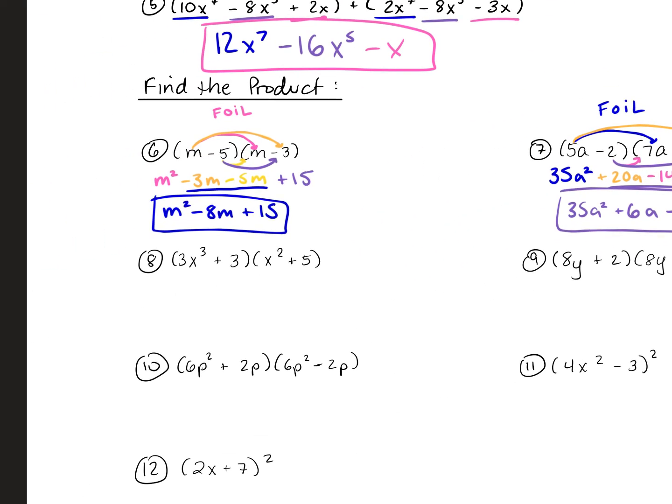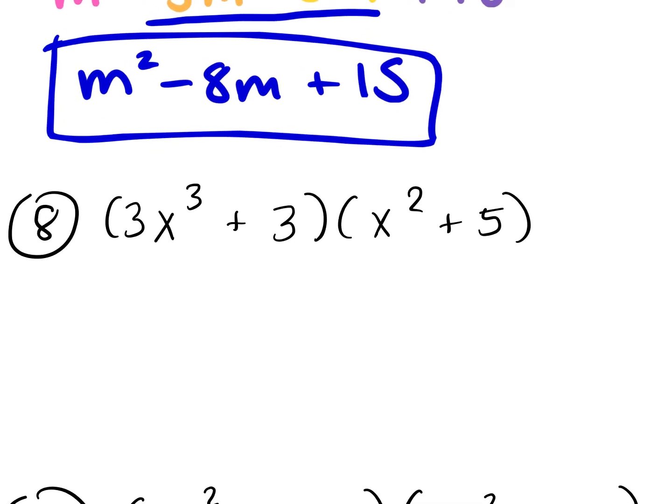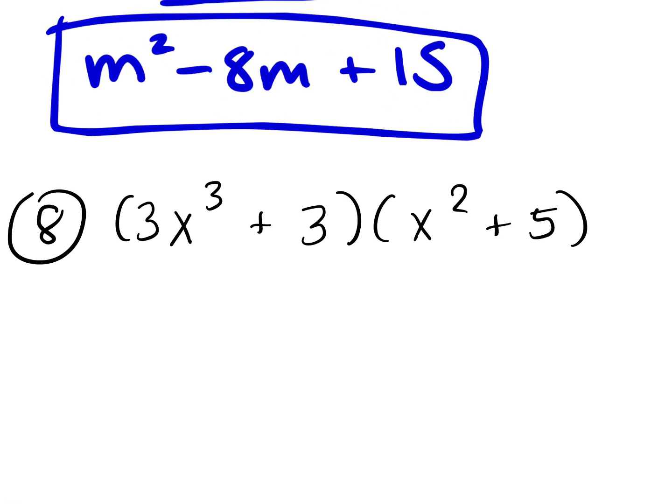All right. 8. What do I need to do to multiply 8? I'm going to FOIL. So 3x cubed times x squared would be what? 3x to the 5th power. Awesome. When we multiply, you add the exponents. So since we are multiplying when we FOIL, we add the exponents.